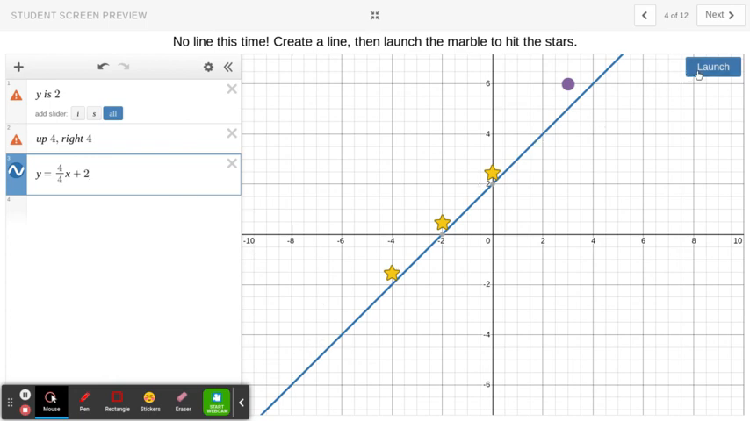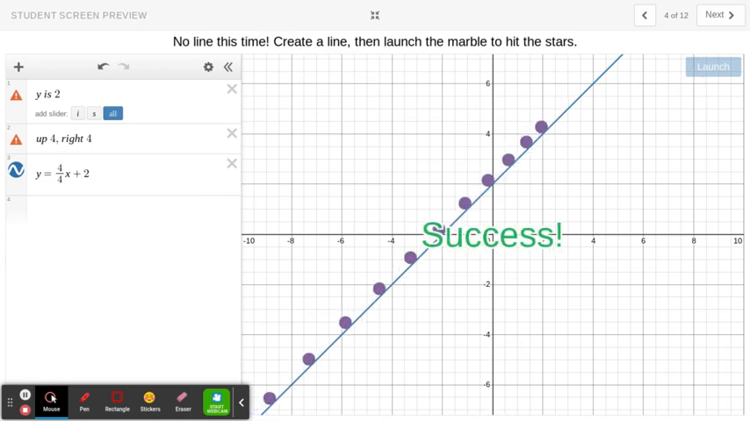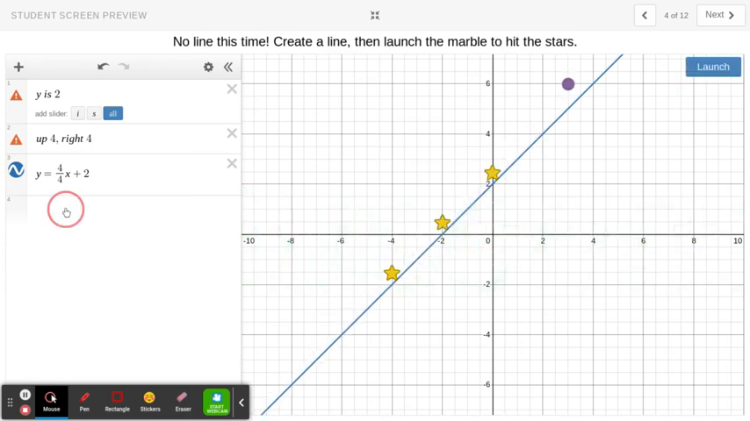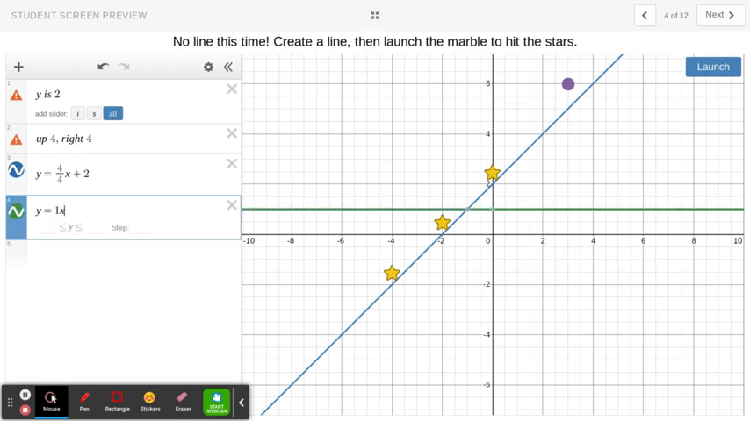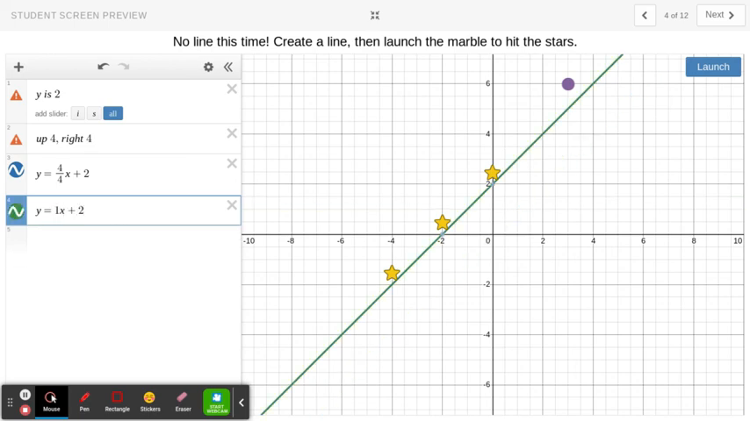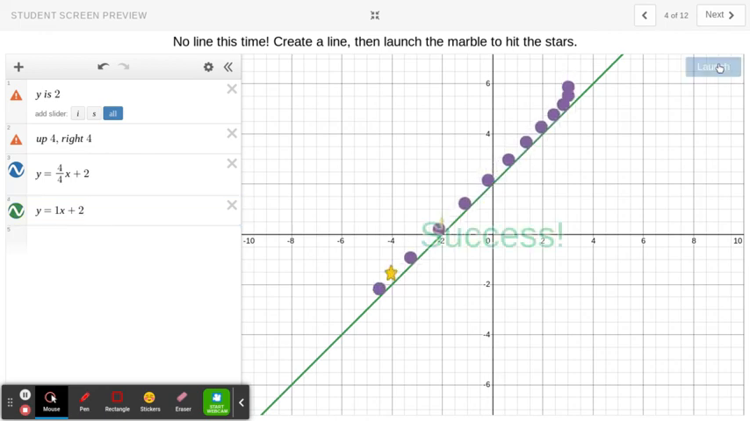It looks like when I launch, I collect all my stars. And again, 4 over 4 can be rewritten as y equals 1x plus 2, because 4 divided by 4 is 1. And see how that green line overlaps? We're golden.